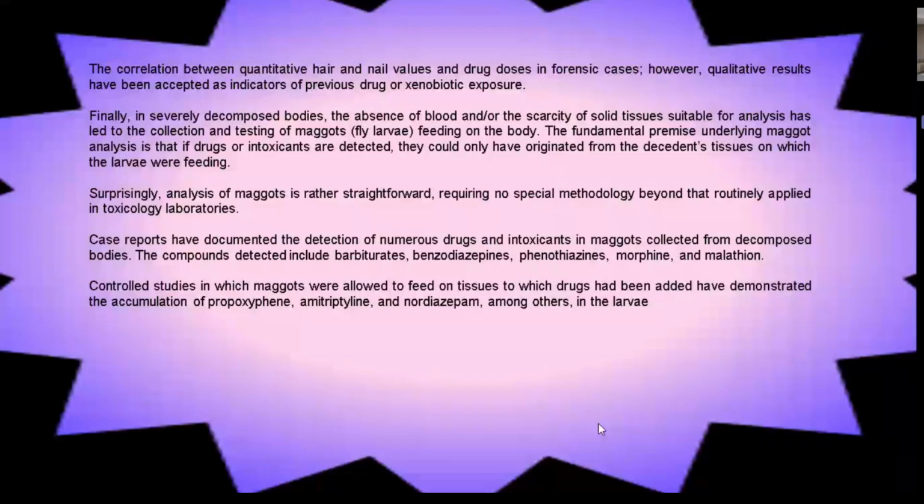And the way the decomposed tissue on which the larvae were feeding, the amount it got deteriorated, that also gives some idea about the death of the person.